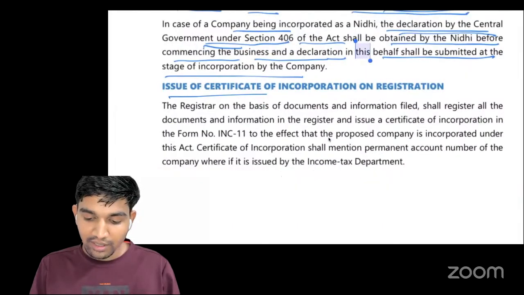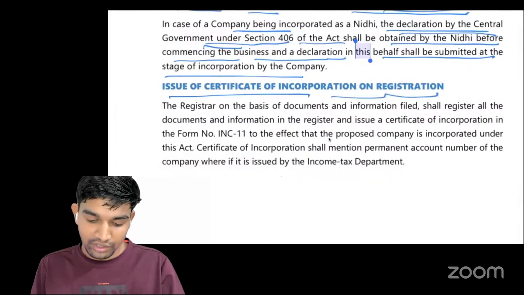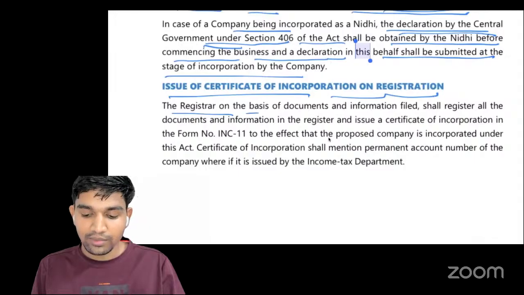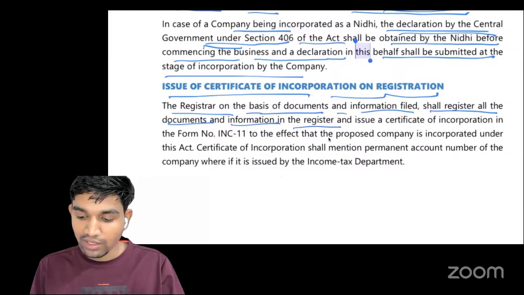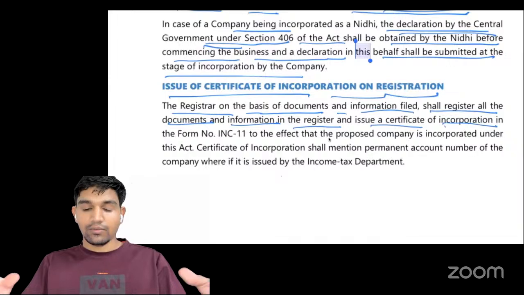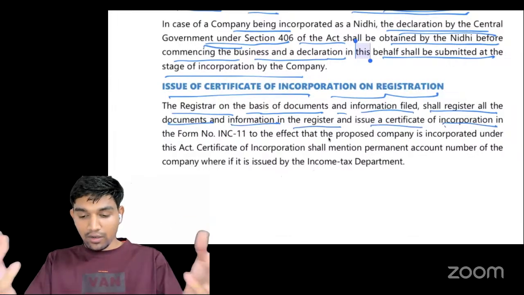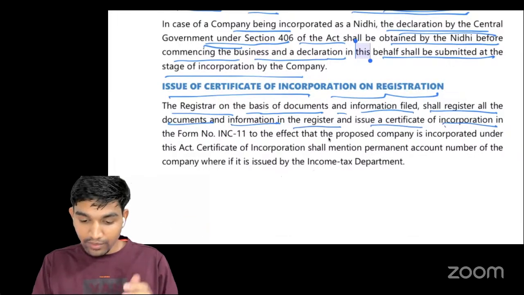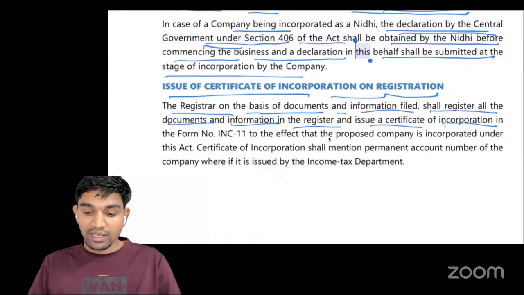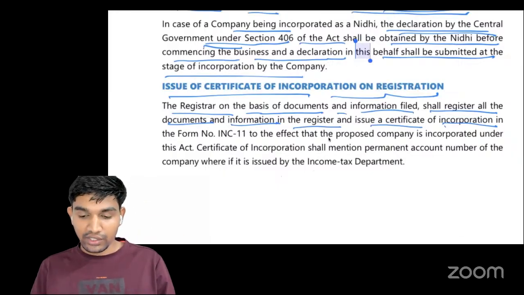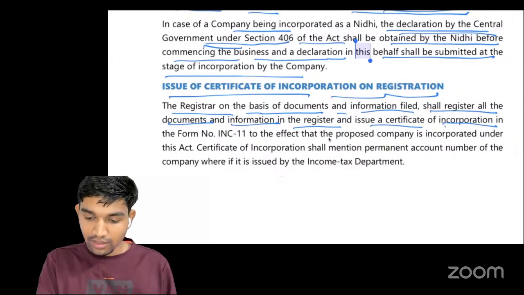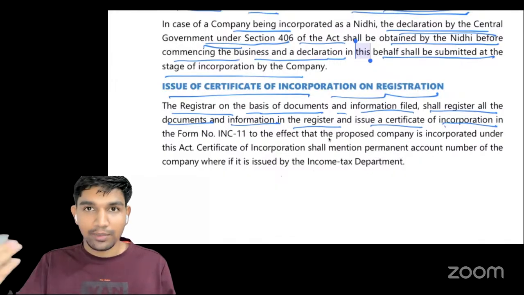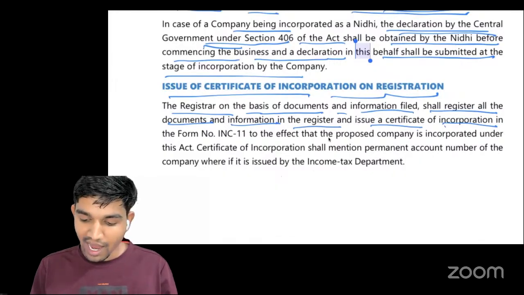Then, issue of certificate of incorporation or registration. The registrar, on the basis of the documents and information filed, shall register all the documents and information in the register and issue a certificate of incorporation. So what does the registrar have to do? On the basis of the documents, declaration and particulars, he shall register all documents and information in the register of companies and issue a certificate of incorporation in form number INC-11.